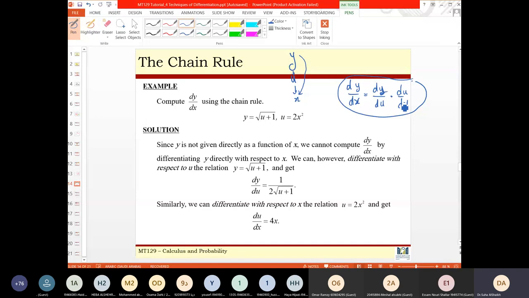Now you can check this example. They want you to find dy by dx using the chain rule. y is equal to the root of u plus 1. You can see y is a function of u. So how are they asking me to find the derivative with respect to x? Because u is a function of x. Do you understand the idea? You get the idea.